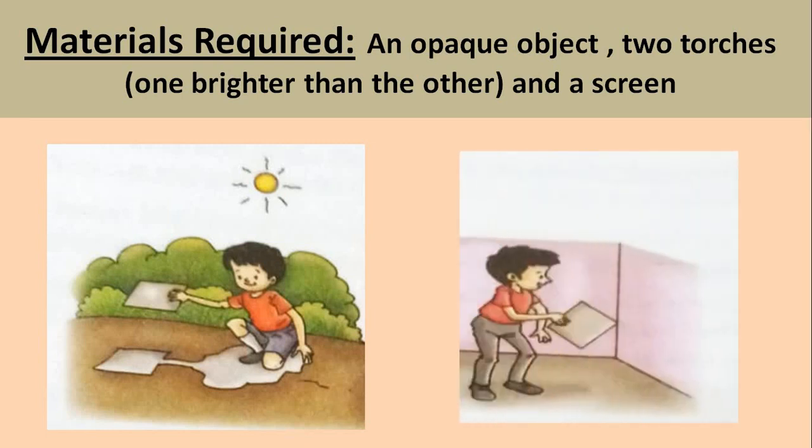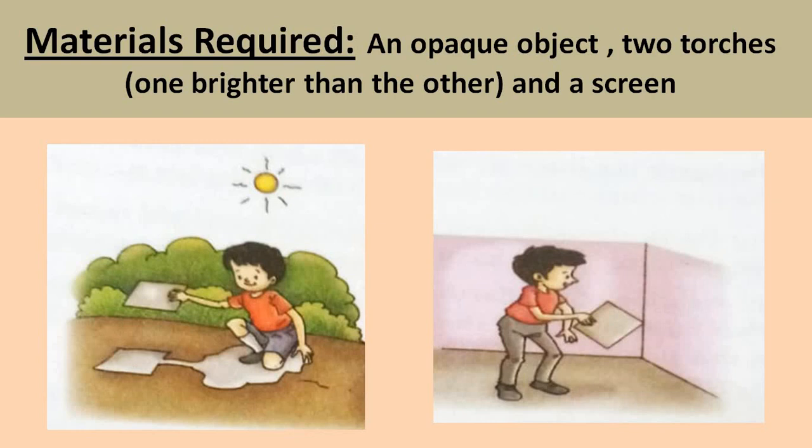Now hold the cardboard in front of a screen on a wall of the room and project light on it from the torch with the bright light. You have to take 2 torches, so use the torch which has the bright light and try to form the shadow. Now repeat this process again with a torch with dim light. So children, you will find some difference in the shadow which is formed.